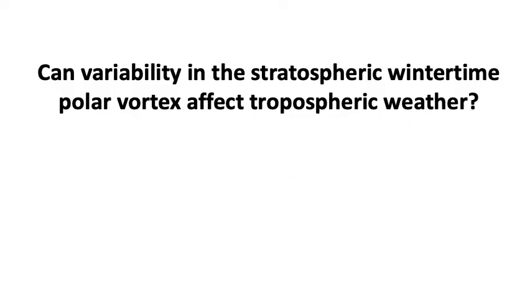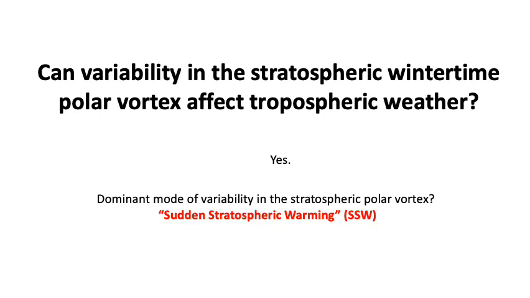Okay, so kind of the last component of this lecture is just to think about there's two dominant modes of variability in the stratosphere. The first one we're going to talk about is the polar vortex itself. So can variability in the stratospheric wintertime polar vortex affect tropospheric weather? The answer is yes. This is really kind of an emerging field of research, I would say, over the last decade. The dominant mode of variability in the stratospheric polar vortex is something we call sudden stratospheric warmings. SSW is commonly the acronym.